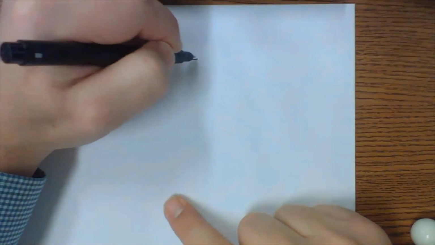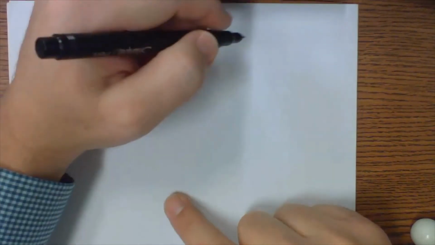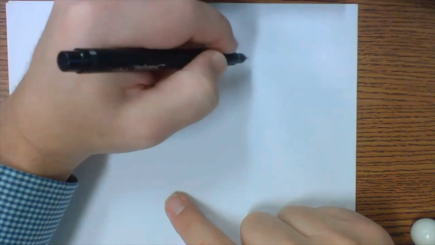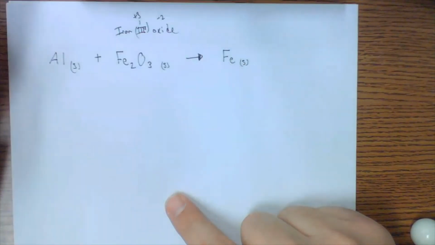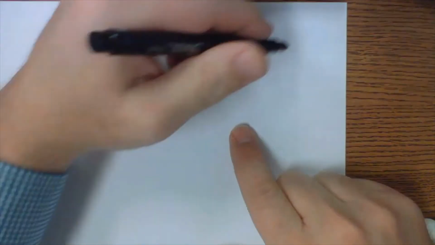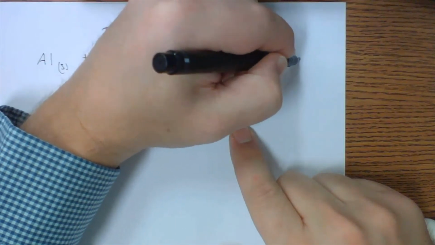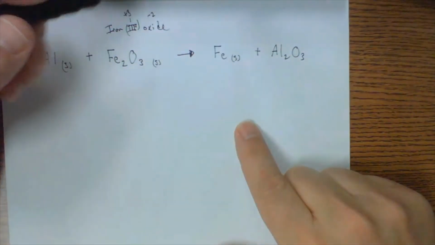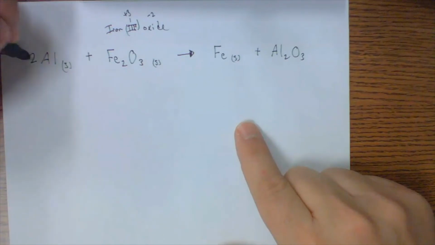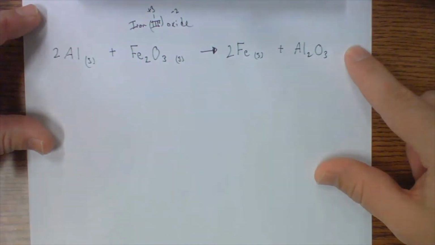And then this is a single replacement reaction, so the aluminum is pushing the iron out, so we're going to end up with iron by itself, again as a solid. And it's then going to form our aluminum oxide. Now aluminum is also a +3, so we need 2 of those and 3 of those. Now in this case we're just going to need to have a 2 there to balance this and a 2 there to balance this, so there's our balanced chemical equation.